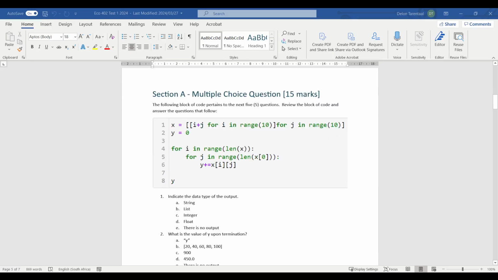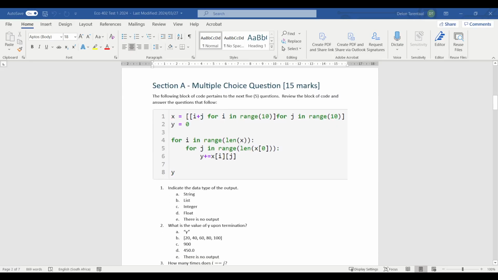Okay, so section A, the instruction says the following block of code pertains to the next 5 questions. Review the block of code and answer the questions that follow. So the first line, what's happening in that first line? So it's list comprehension, 2 dimensions, right? How many rows and columns do we have? 10, 10, right? Then we have some sort of value initialized to 0. Because it's initialized to 0, we already know that we're going to add and reassign to it, right? If the value was 1, then it's probably going to be multiplicative, okay?